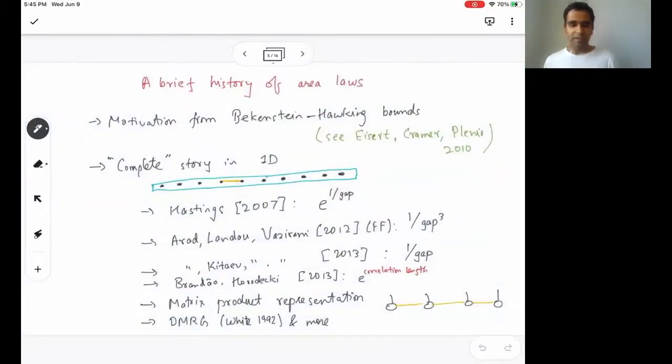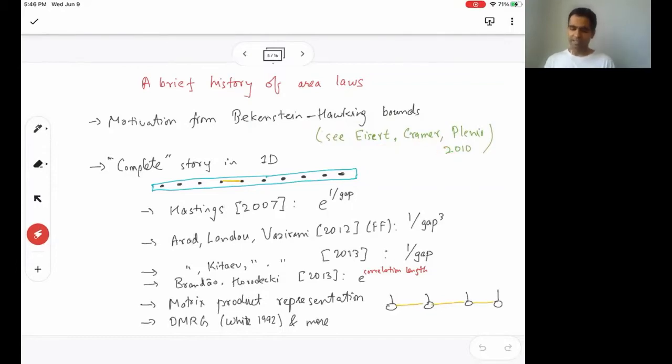So that's the main result. Let me spend two to three slides telling a bit more about area laws. This is a slightly dense slide, but hopefully we'll go through it easily. A motivation for this comes from the very old results of Bekenstein and Hawking, where they argued that a black hole's entropy scales as the area, not the volume. A very nice discussion of this can be found in the survey by Eisert, Cramer, and Plenio from 2010.